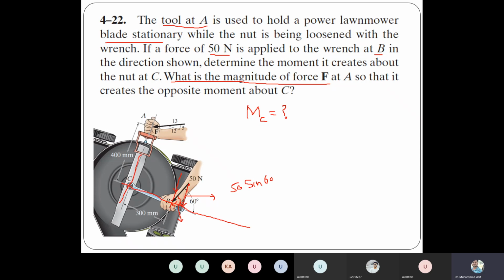What is the direction of rotation because of this moment? That's clockwise, so it will produce a clockwise torque. So that means 50 sin 60 multiplied by 0.3 will give you the moment about C. The other component of this force has no moment arm because it is along the axis of C, so this will create zero moment.